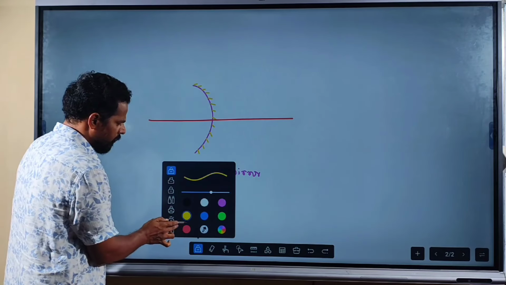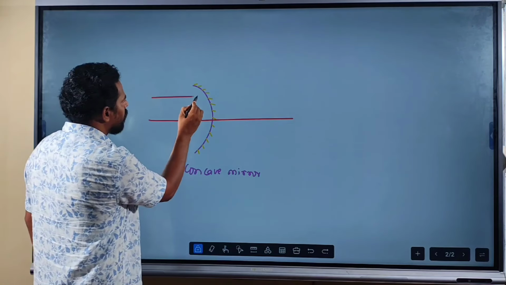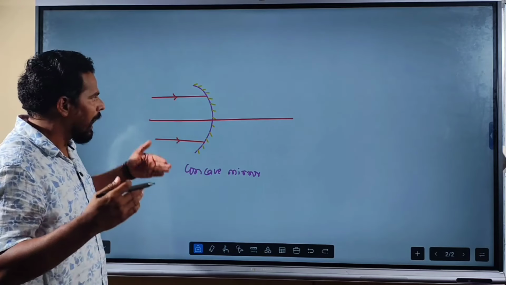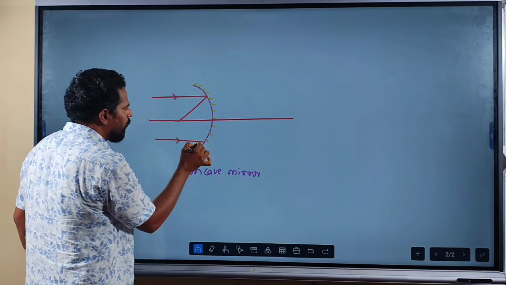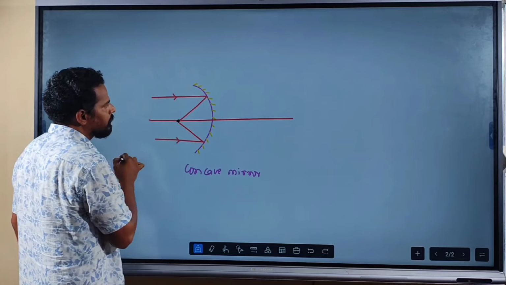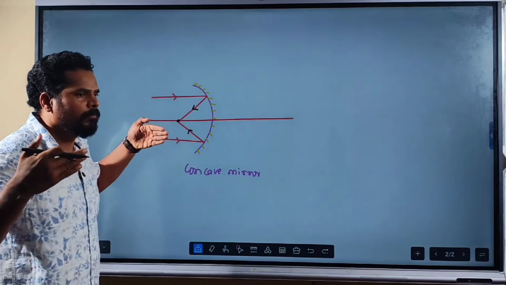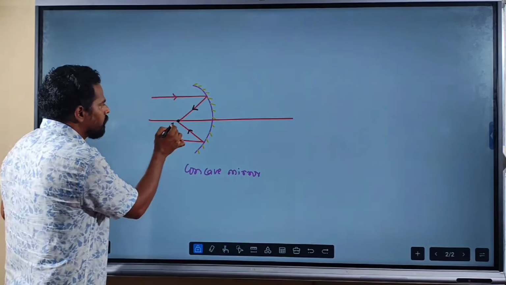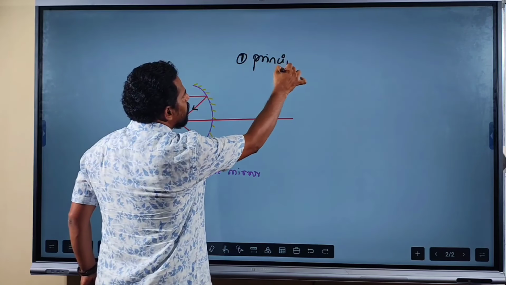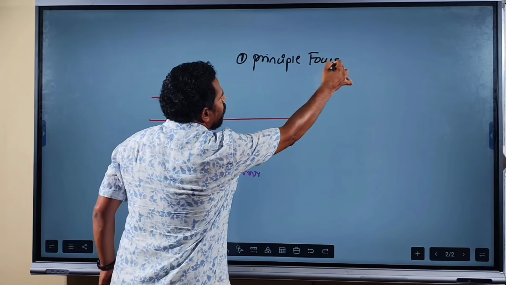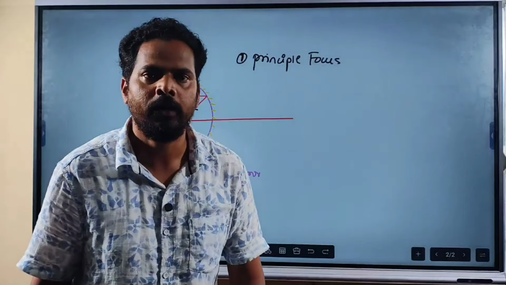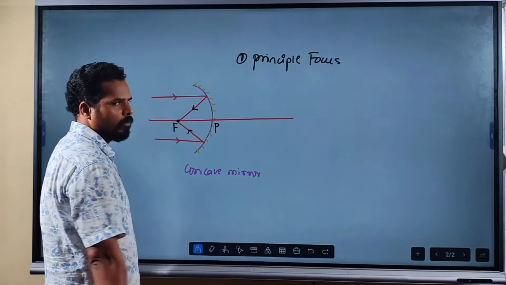Rays of light parallel to the principal axis, after reflection, meet at a point on the principal axis. Look at this, the rays are meeting at a point. This point we call the principal focus, and it is denoted by capital F. And here we have P, the pole of the mirror.